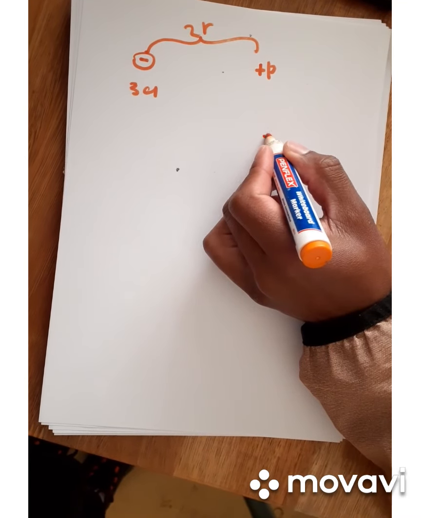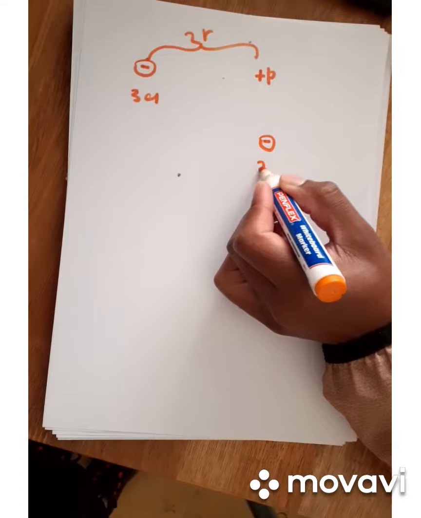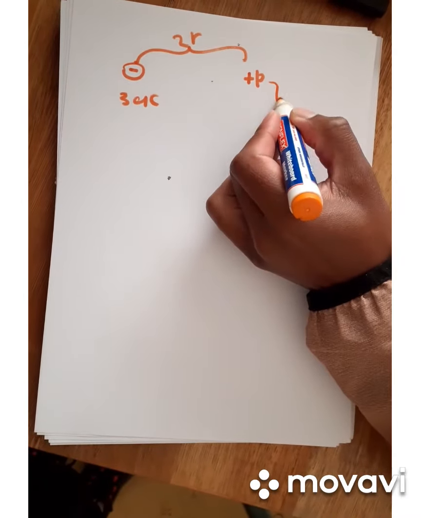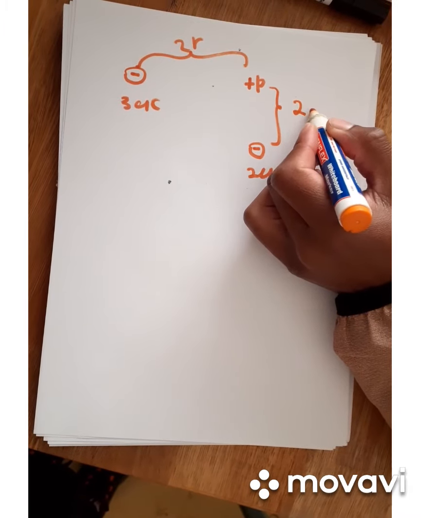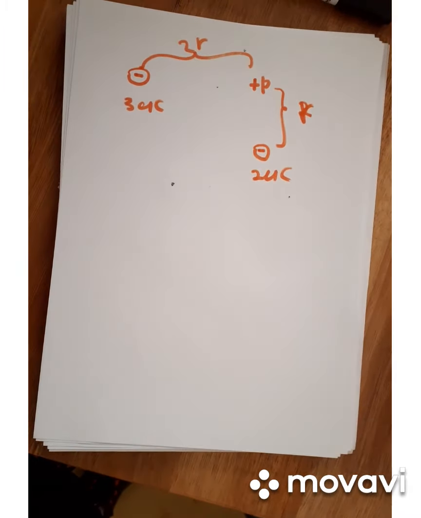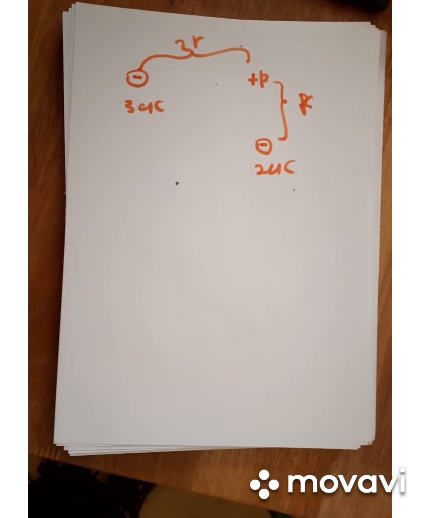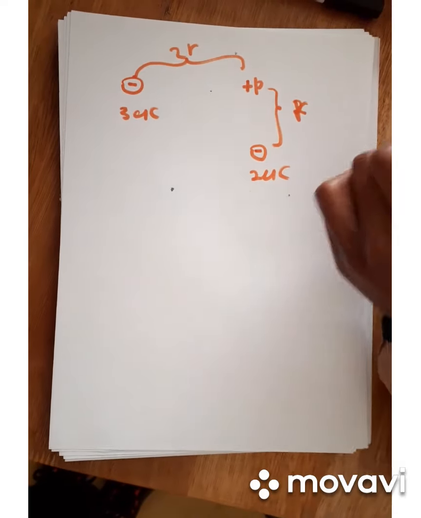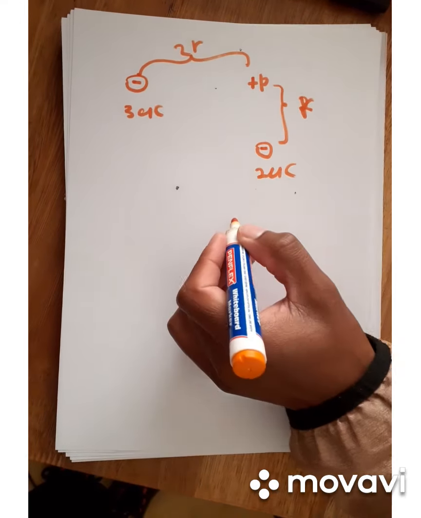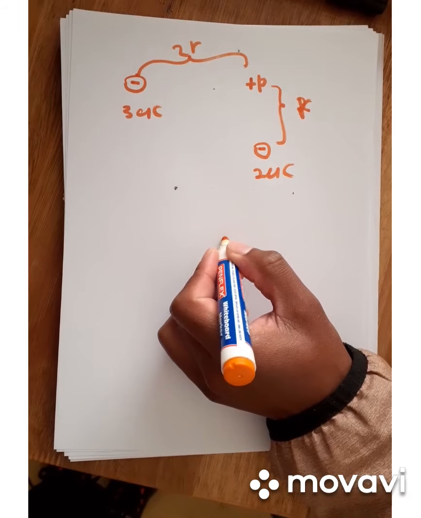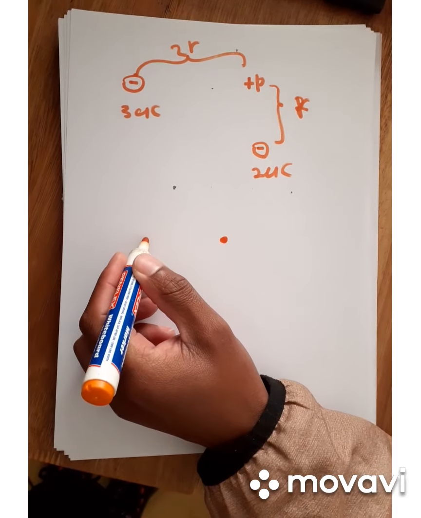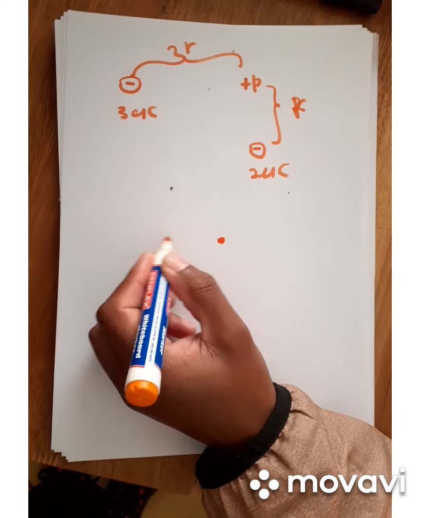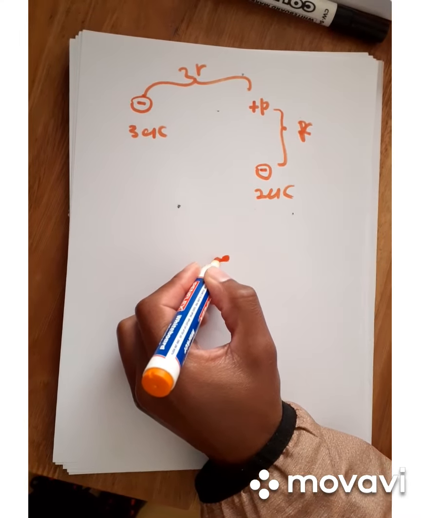Another charge here. It is 2 microcoulomb. And then the distance remains the same. It's r. Now, what do you do? Still, it is going to assist you to draw a free body diagram. You draw a free body diagram just to ensure that if I place a negative charge there, it is going to affect this in such a way that it pulls it towards itself.